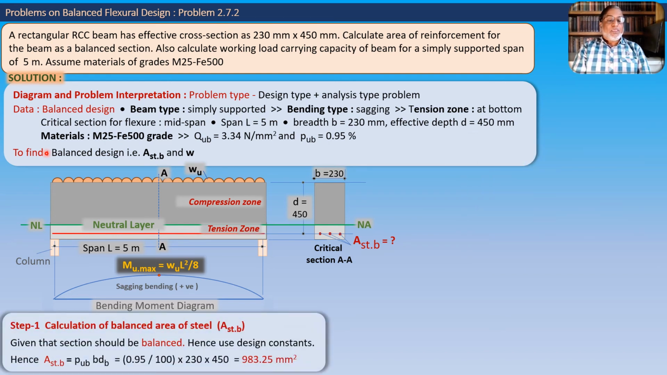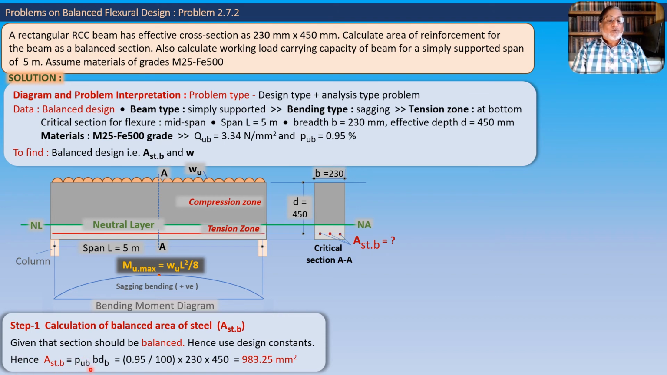So step 1 of the problem takes us to calculation of balanced area of steel. In the earlier problem, step 1 was finding out B as well as D, but that part is not required here because it is readily given. So given that the section should be balanced, we will be using design constants. Now for calculation of Ast,b, we will be using the design constant pu,b.